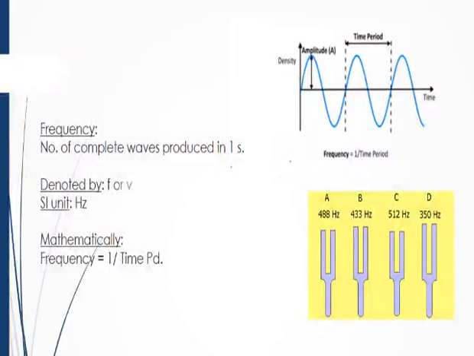The term frequency tells us the rate at which the waves are produced by their source. The number of complete waves or cycles produced in 1 second is called frequency of the wave. Since one complete wave is produced by one full vibration of the vibrating body, we can also say that the number of vibrations per second is called frequency. If 10 complete waves or vibrations are produced in 1 second, then the frequency of the waves will be 10 Hz or 10 cycles per second.